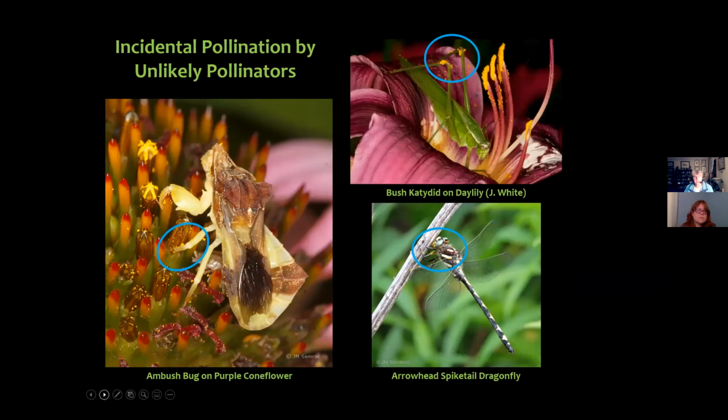Then I have several of these that I call incidental pollination by unlikely pollinators. These are insects that will hang out on plants not for the reason of nectaring or pollinating, but more for the reason of eating the nectar seekers and the pollen seekers. So on the left, we have our ambush bug that hides, for example, on purple coneflower.